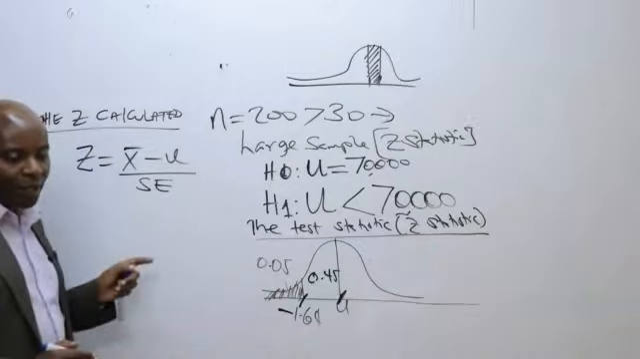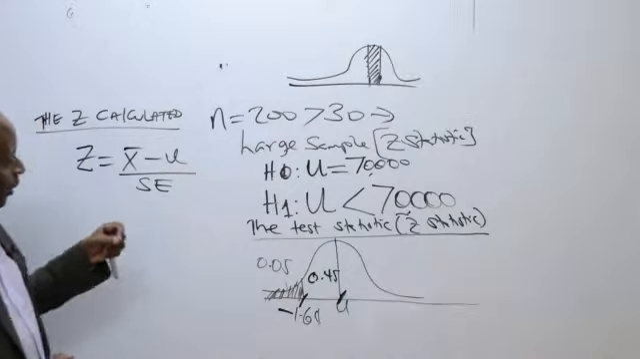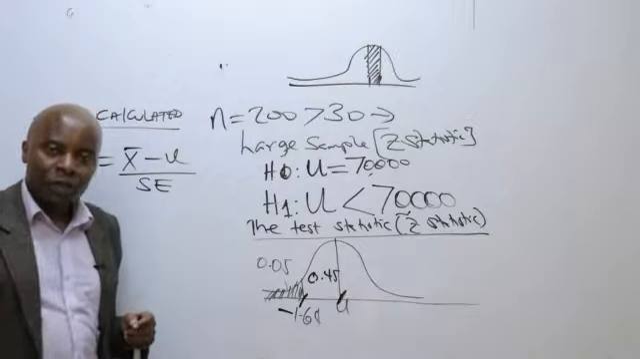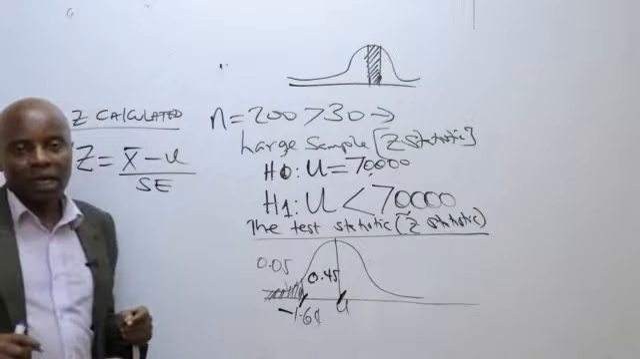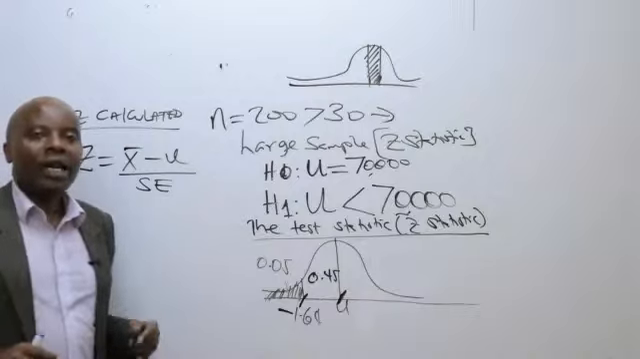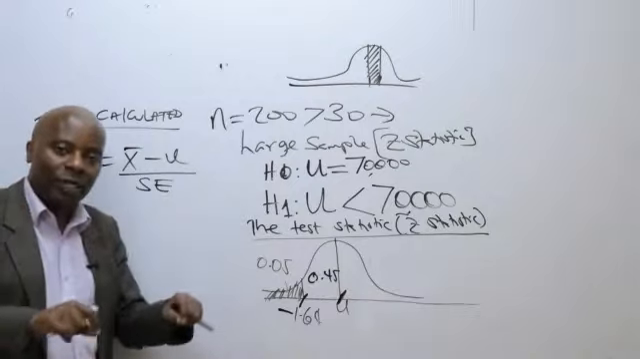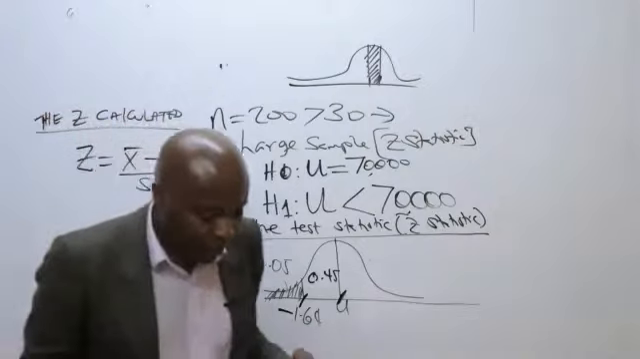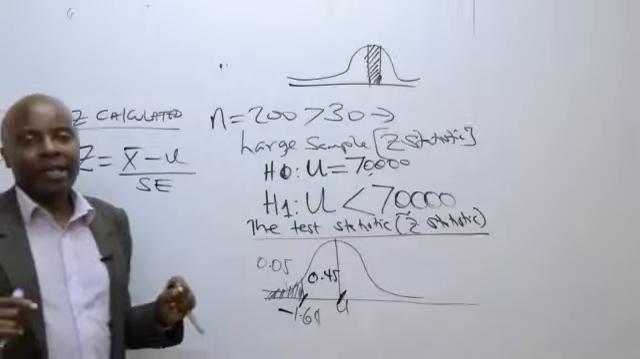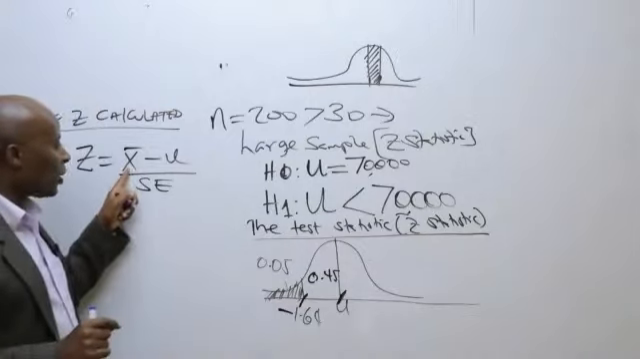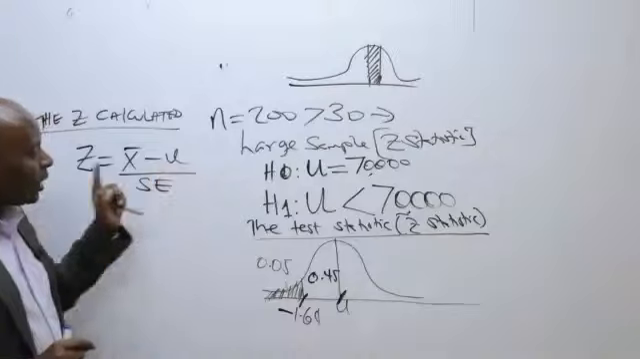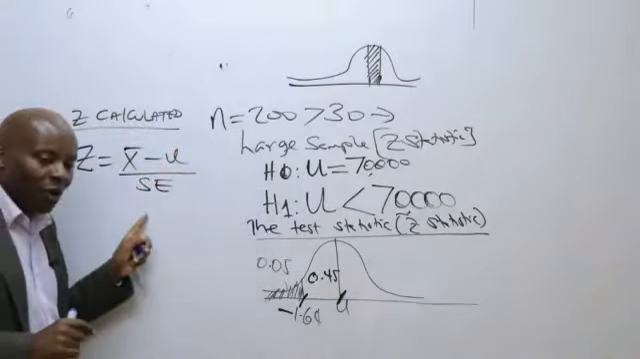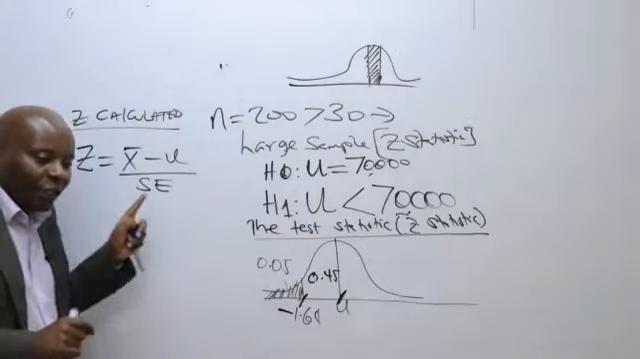The standard error. Now, this great lady has gone ahead and did some sampling. She sampled out 200 accounts, quite a big sample. And out of the 200 accounts she was able to sample, she got a mean receipt of 66,000. So the sample mean is 66,000, and the population mean is 70,000. But what about the standard error? What will I do to be able to get the standard error?